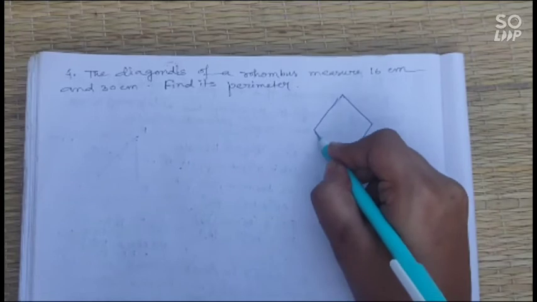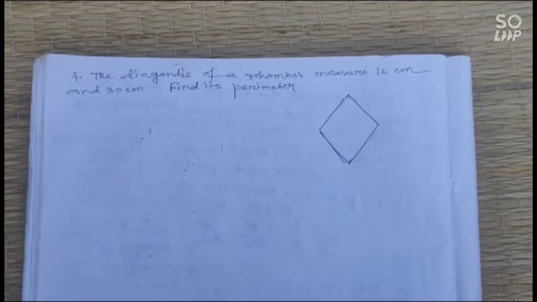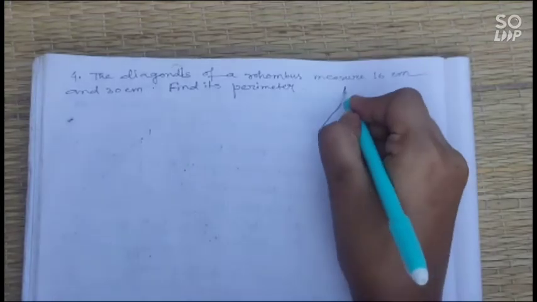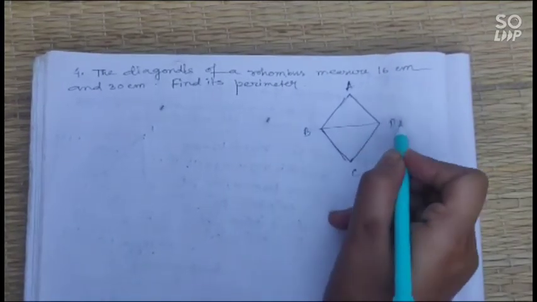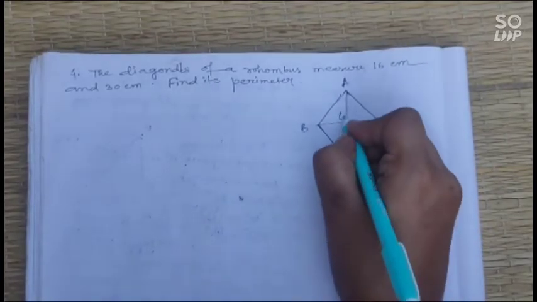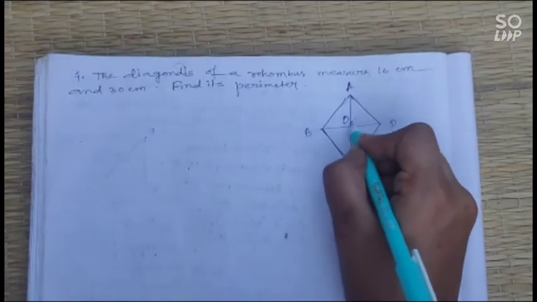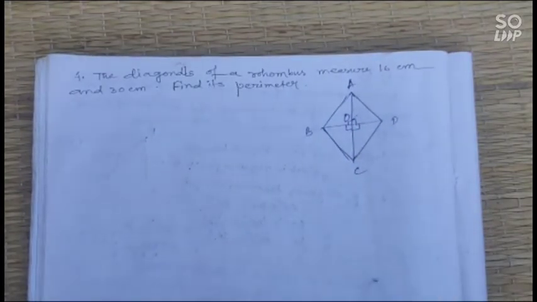This is the rhombus. In a rhombus, all four sides are equal, and the diagonals bisect each other at right angle. A, B, C, D, this is the rhombus, and BD and AC are the diagonals which bisect at O at right angle.